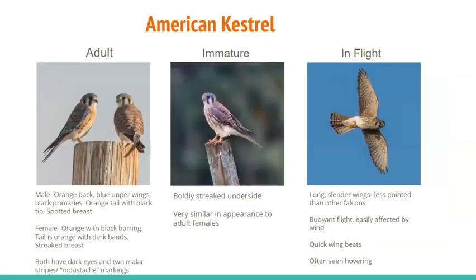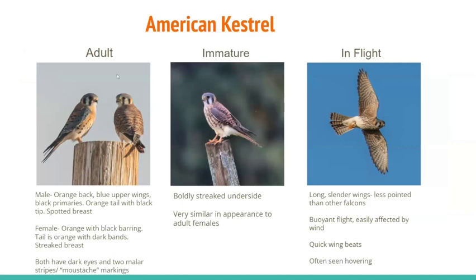So for the adult, we do have some differences between the male and the female. For the male, we have this orangey back with blue upper wings and black primaries. They also have a solid orange tail with a very bold black tip. And you can see in this picture this beautiful dark spotting that goes down their breast.